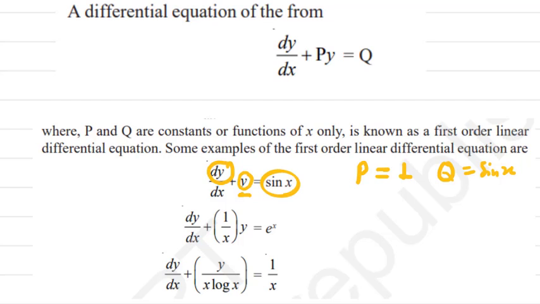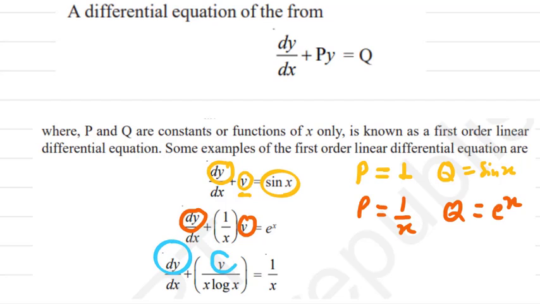Now let's see the second one. Here you have y, so your P will be 1/x and your Q will be e to the power x. And in questions it's not necessary that you will get only this form, you may get this form also. Here P will be 1/(x log x) and Q will be 1/x.